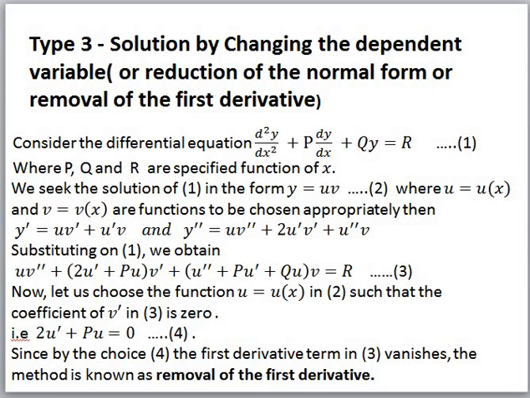Now let us choose the function u is equal to u of x in equation 2 such that the coefficient of v dash in equation 3 is 0. That is, the coefficient of v dash is 2 u dash plus p into u. We have to remove the first derivative, that is 2 u dash plus p into u is equal to 0. We call it equation 4. Since by the choice in equation 4, the first derivative term in equation 3 vanishes, the method is known as removal of the first derivative.